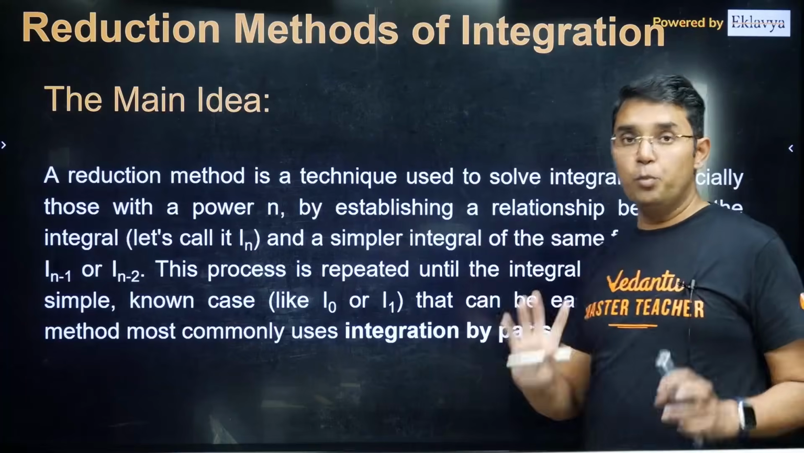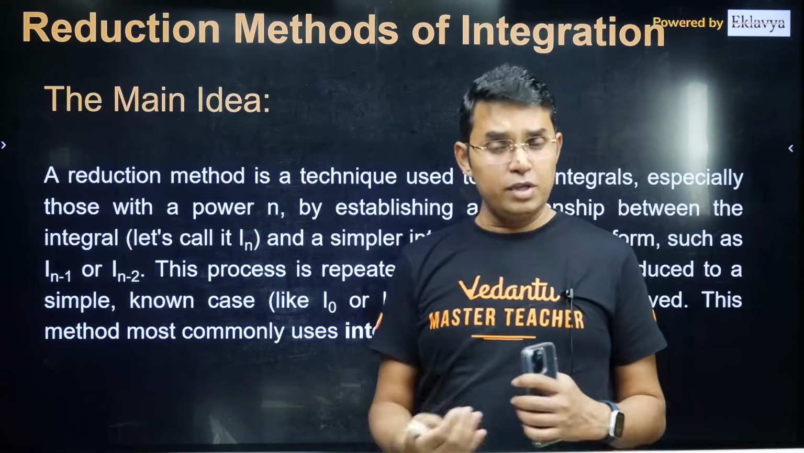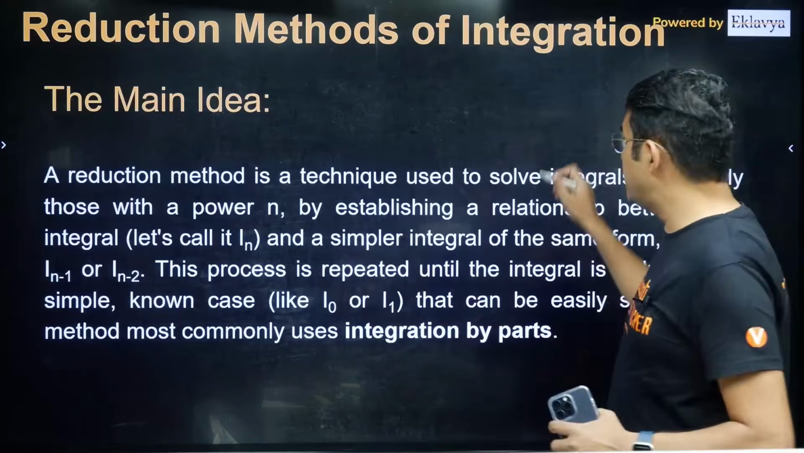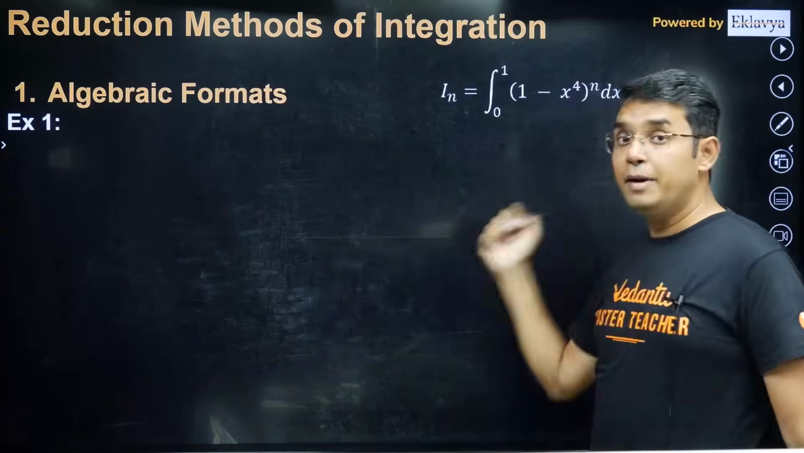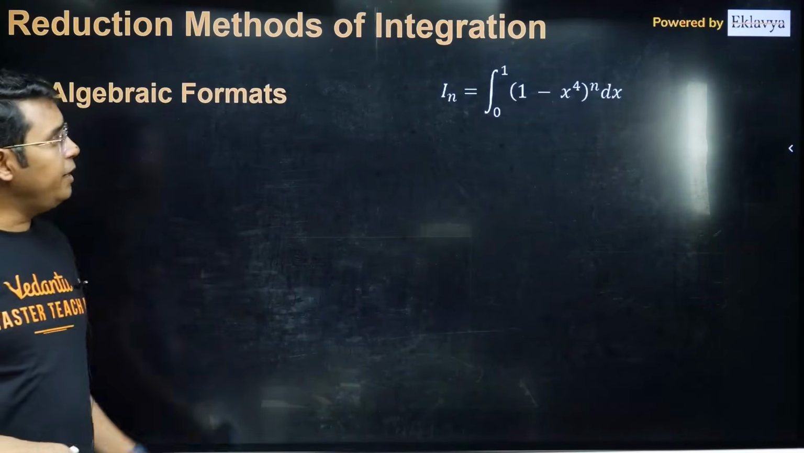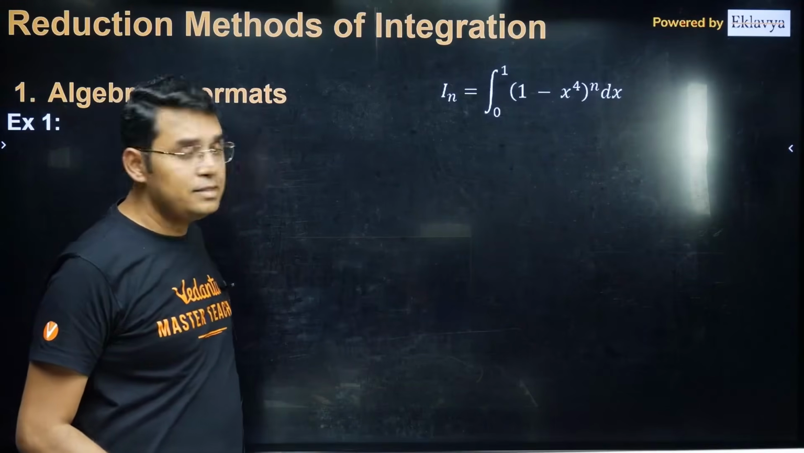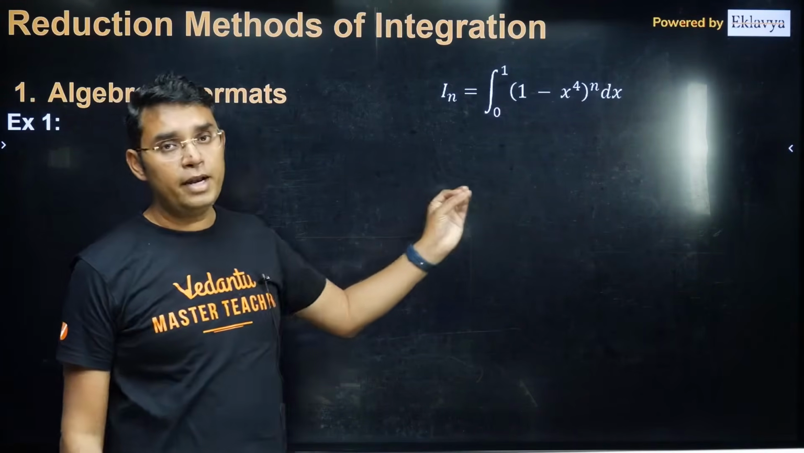In this process, mostly we will be using integration by parts. So I have taken a few instances which I feel you must know, starting with some algebraic formats and then trigonometric formats. So this is one where we are given I_n equal to the integral from 0 to 1 of (1 minus x^4) whole power n dx.